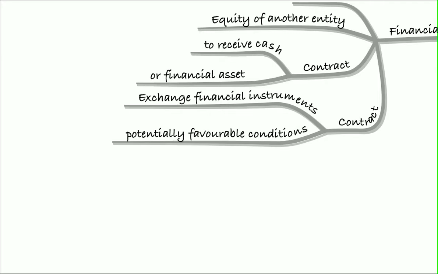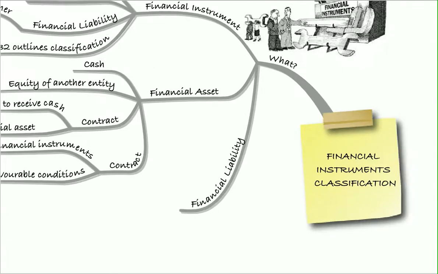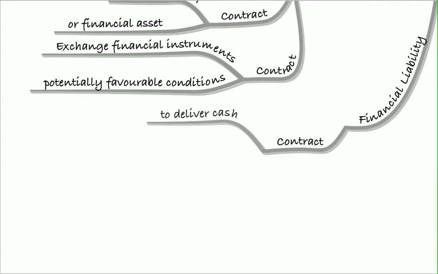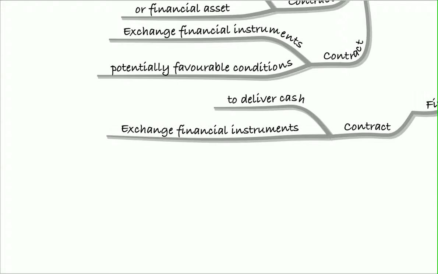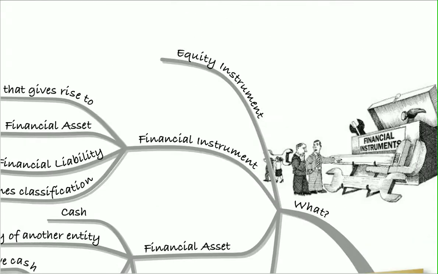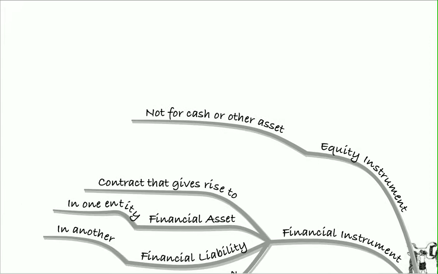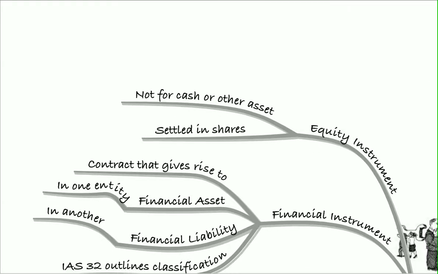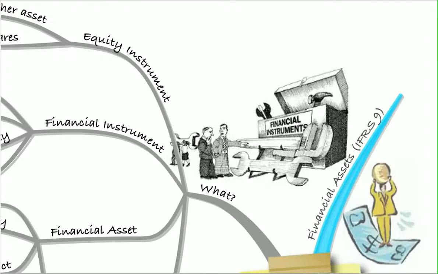So if you're going to have something coming to you that's potentially favourable to you, that is going to be a financial asset. A financial liability, well, this is a contract to deliver cash or exchange financial instruments in potentially unfavourable conditions, i.e. you're going to make a loss on it. An equity instrument is not for cash or another asset, but is settled in shares. So don't worry too much about those definitions. We went through the simple ways to remember them in the full lecture. Go back to that if you're not sure how to do it.